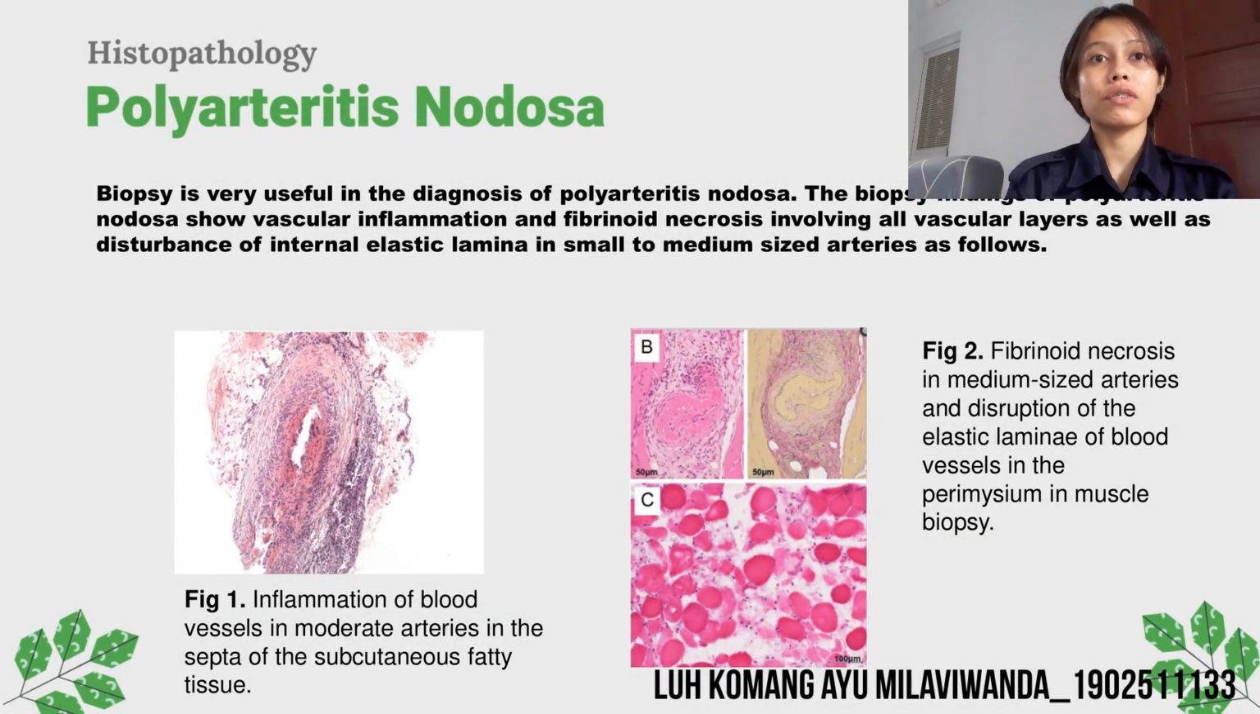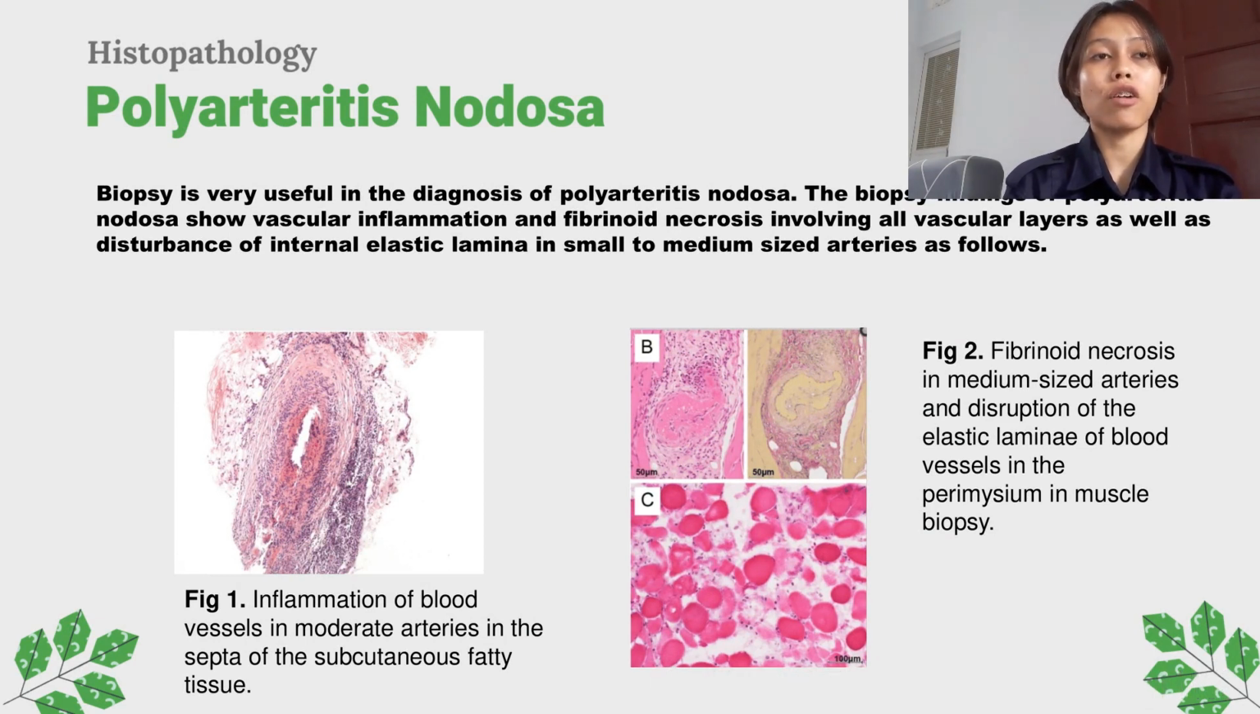Biopsy is very useful in the diagnosis of polyarteritis nodosa. The biopsy findings of polyarteritis nodosa show vascular inflammation and fibrinoid necrosis involving all vascular layers, as well as disturbance of the internal elastic lamina in small to medium-sized arteries, as follows.